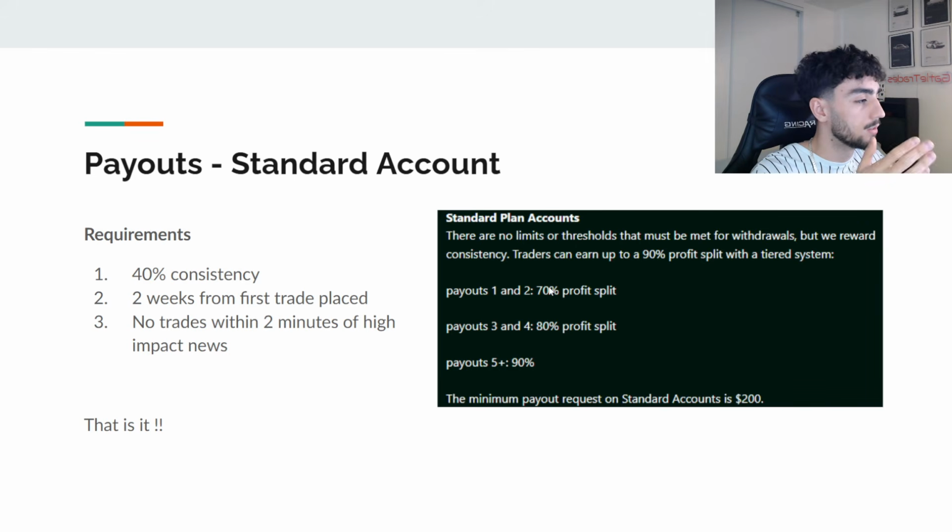So your first payout is 70%, 3 and 4, 80%, and then payouts 5 and after you get a 90% payout split, which I think is a great system. It makes sense because the payout is so easy. They can't just give you all the money from the get-go. You got to earn it, prove you're consistent, you get paid, right?